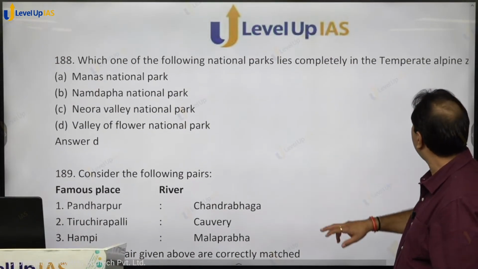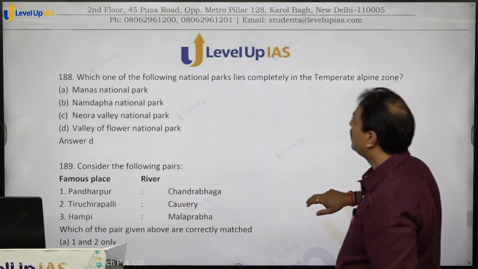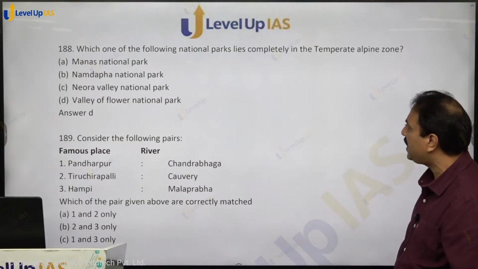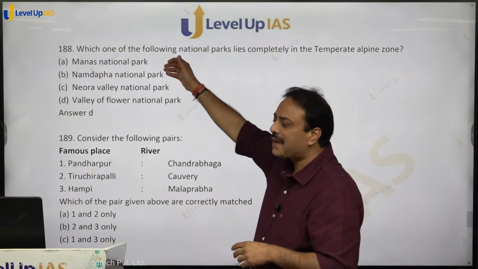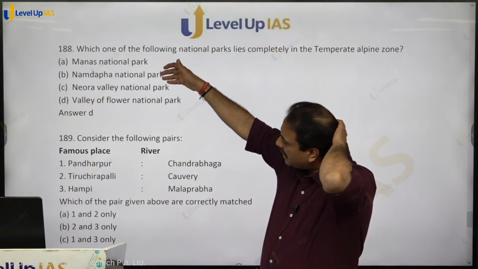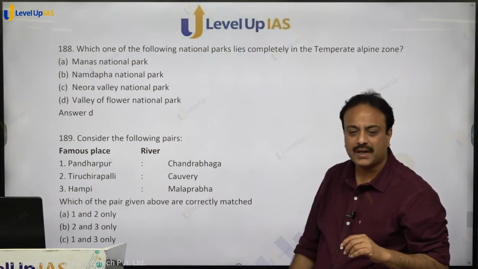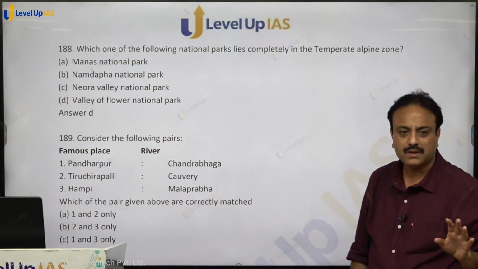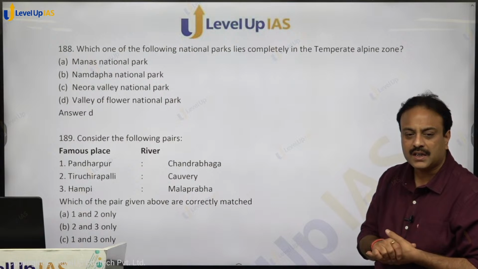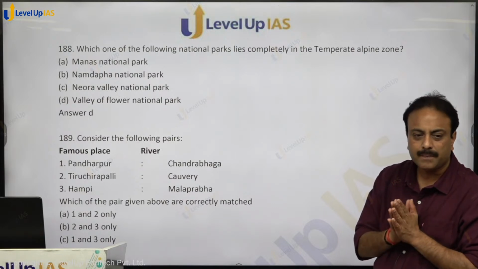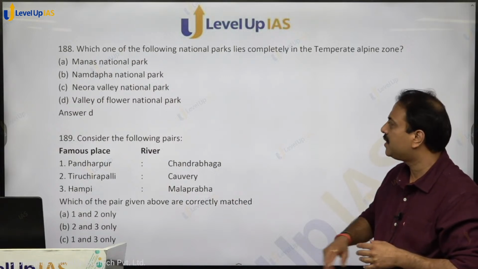Which one of the following national parks lies completely in the temperate alpine zone? Manas National Park, Namdapha National Park is in Arunachal, Neora Valley. All these, Manas, Namdapha, Neora Valley, they are in the subtropical zone. When we talk about temperate alpine zone, then only one national park, that is Valley of Flower National Park, that is located close to Badrinath, close to Hemkund Sahib. So option D for dog shall be the right answer.